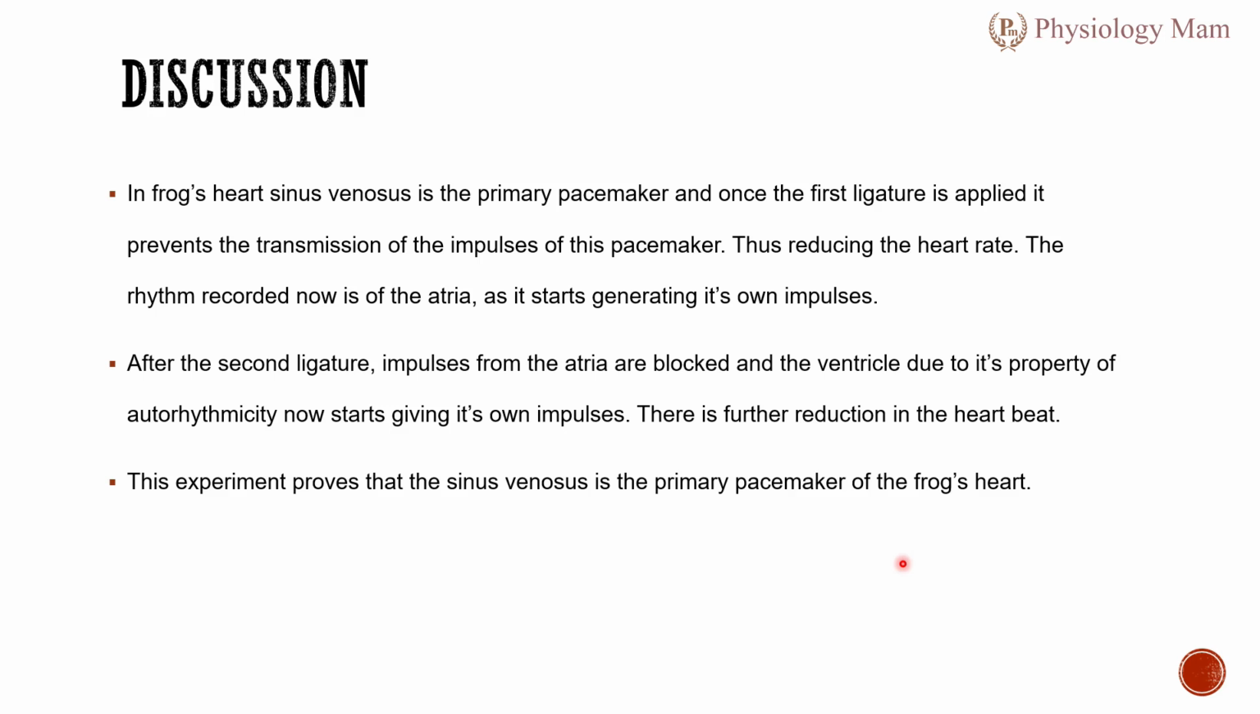So what we get now is that the atria take over the job and start giving their own impulses, now called atrial impulses. And the heart rate, or the number of heartbeats, is less than what you had before the first ligature. Similarly, when you do the second ligature, the impulses from the atria are blocked and the ventricles take up the job of autorhythmicity and start giving their own impulses. There is further reduction in the heartbeat, as evident from the graph. So this experiment proves that the sinus venosus is the primary pacemaker of a frog's heart.